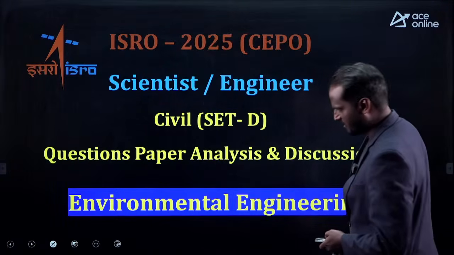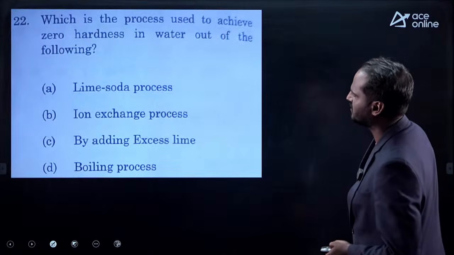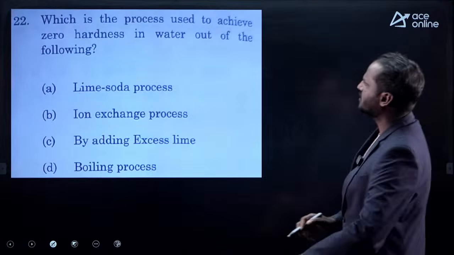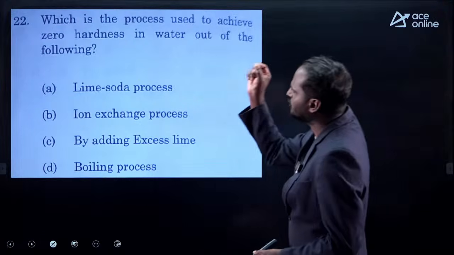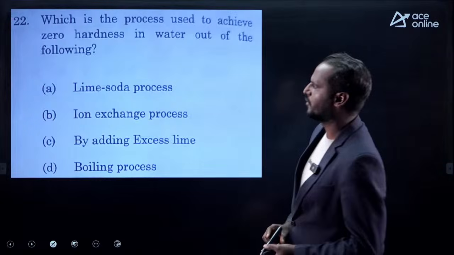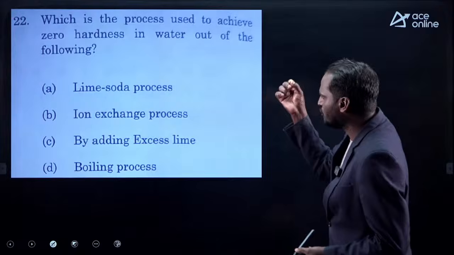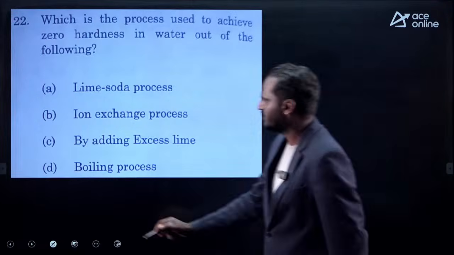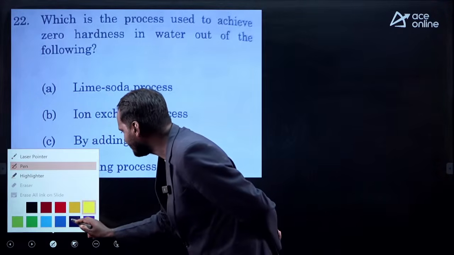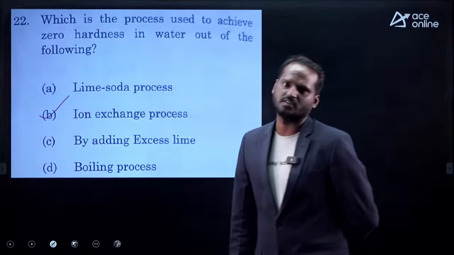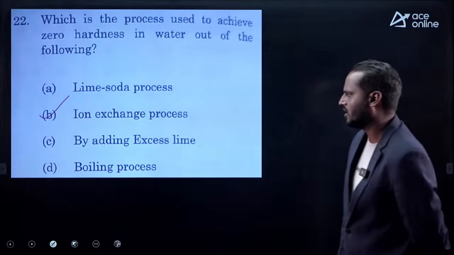Okay, now let's look at the very first question in this session. This is a very famous question. Which is the process used to achieve zero hardness in water out of the following? All the given options are hardness removal methods, but zero hardness can only be achieved with the help of the ion exchange method, or zeolite method. Famous question, you already know.